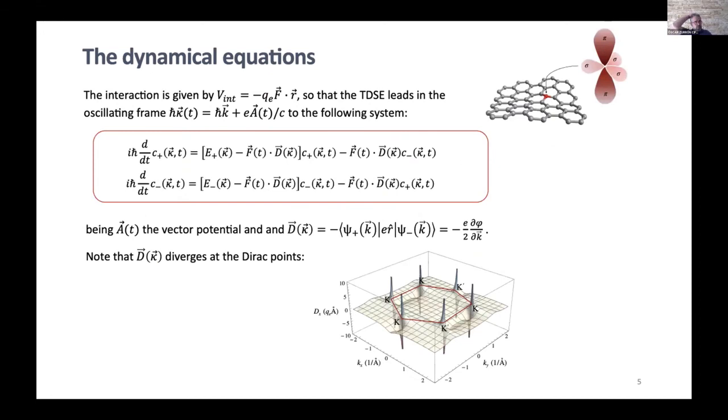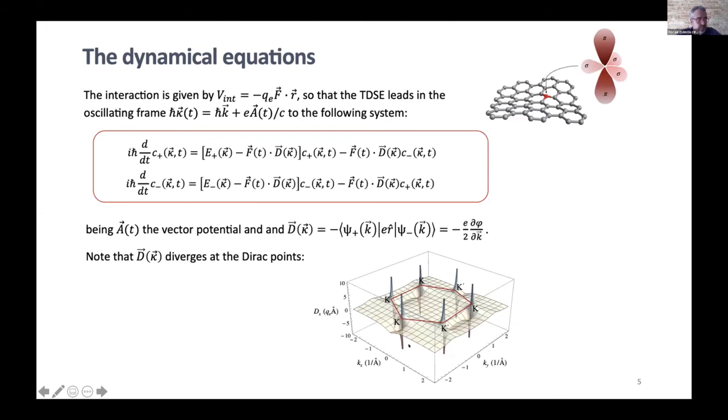So the interaction with the laser pulse is given by this term in the dipole approximation, where F stands for the electric field and q_e is the elementary charge. Then the time-dependent Schrödinger equation leads to a system which corresponds to a two-level parametric oscillator where the parameter t is included in the equations through the kinetic quasimomentum kappa. Note that the field interacts through the matrix element D, the Berry connection, which diverges at the Dirac points.